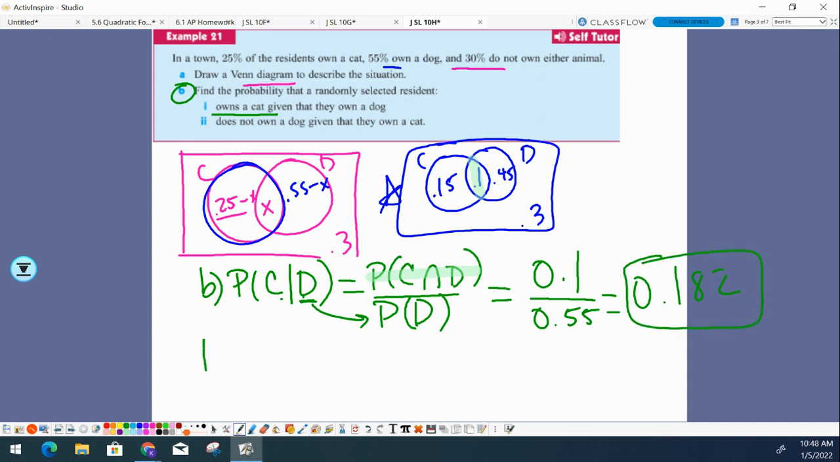All right, now let's do B. Probability they do not own a dog. So I'm going to say D complement given they own a cat. All right, so the probability they don't own a dog, I'm just going to cross all of the dog out and I just add up everything that I'm left with. Oh, given they own a cat.